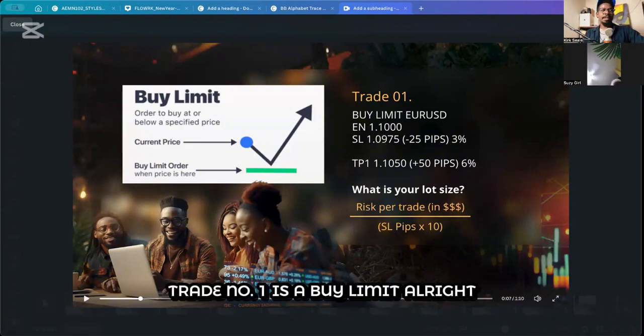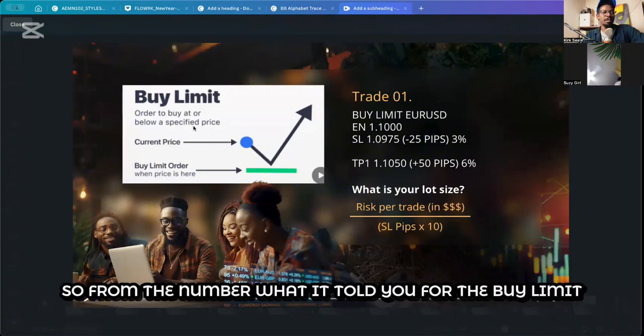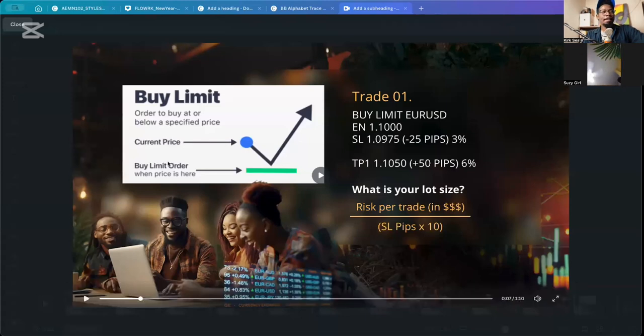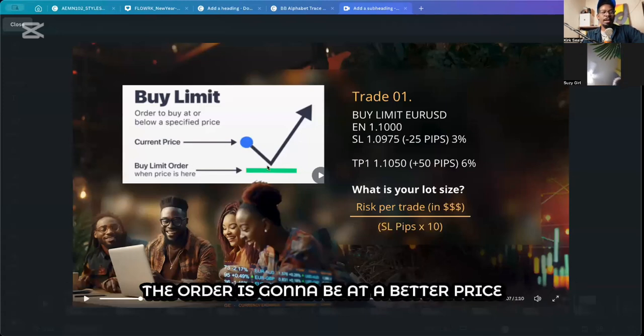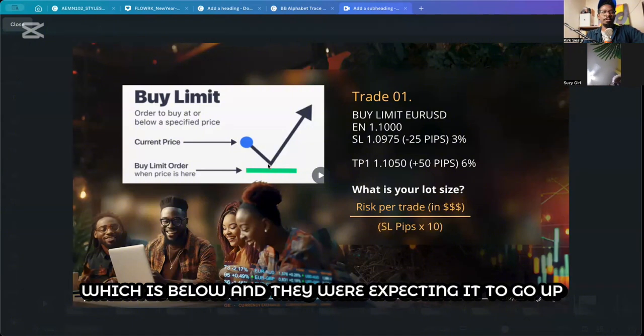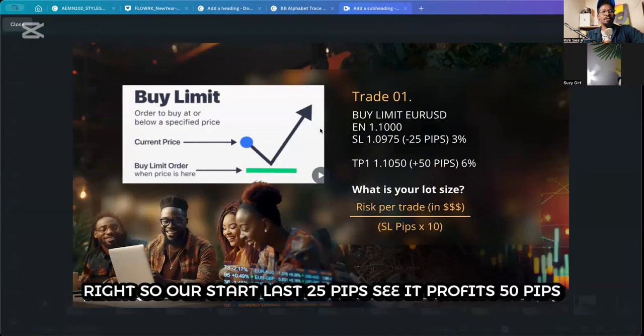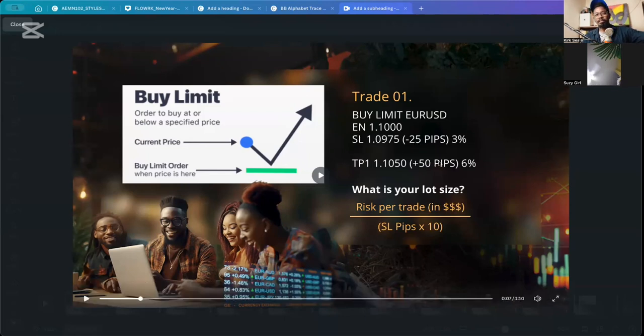Trade number one is a buy limit. Remember what I told you: for the buy limit, current price is the blue dot. The order is going to be at a better price, which is below, and then we're expecting it to go up. Our stop loss is 25 pips. Take profit is 50 pips.